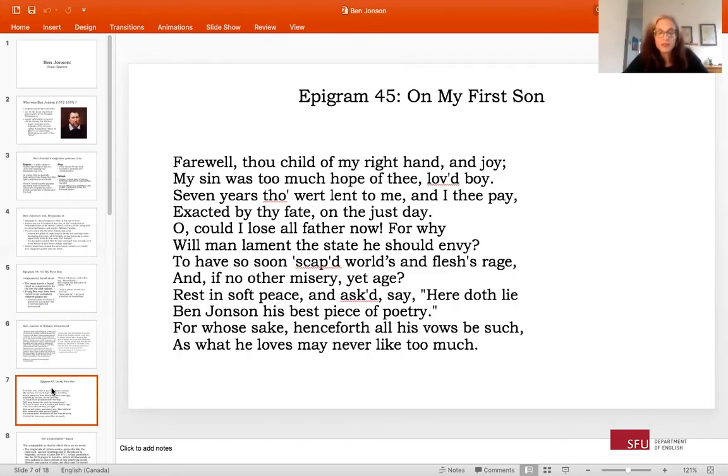Okay, let's move on to the epigram on my first son. And I'm going to read the poem first off.